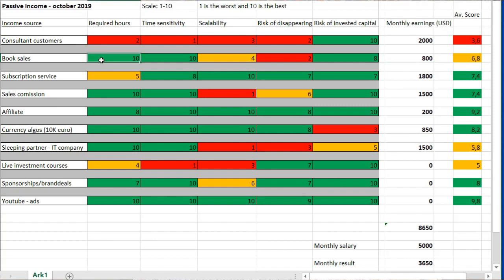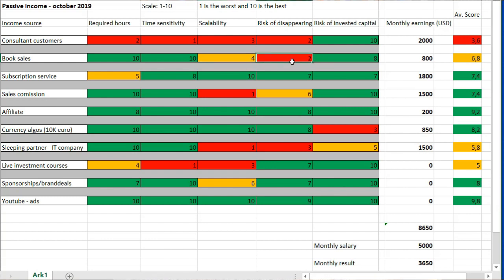Required hours, that is an absolute 10 in the green zone here, because it doesn't take much time. Time sensitivity doesn't matter when I pack this book up. Scalability, that is a hard one. Again, I'm not into that network anymore. So if I were to scale this up, I would have to put a lot of money and a lot of time into it, and I'm not interested in that.